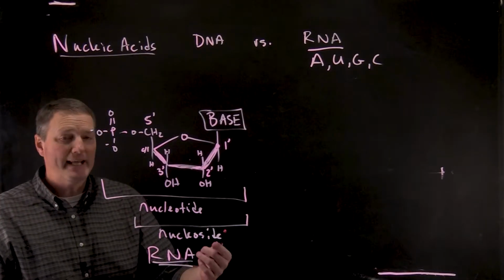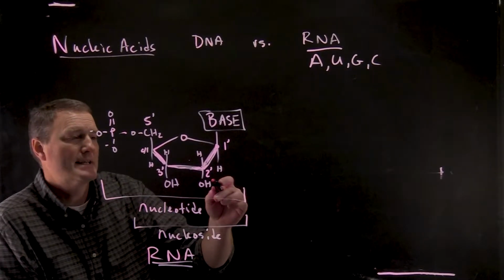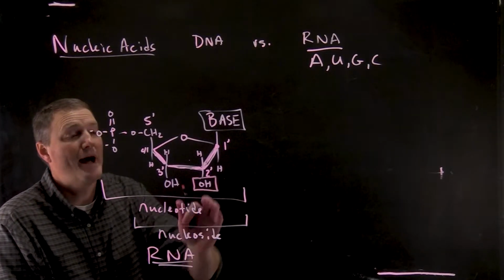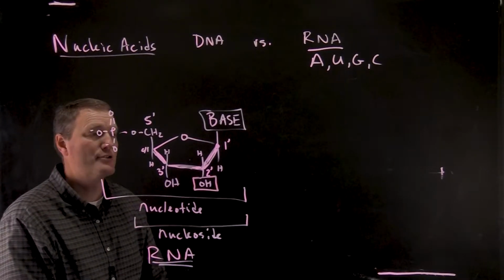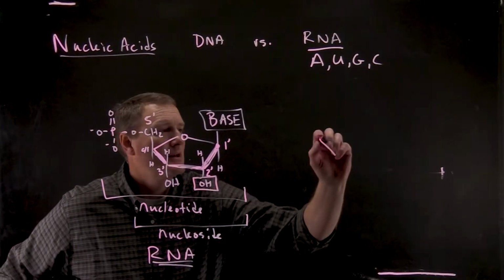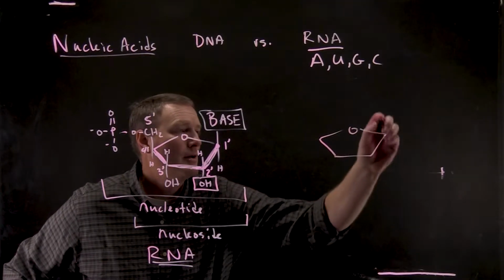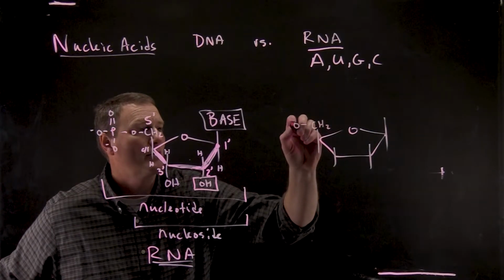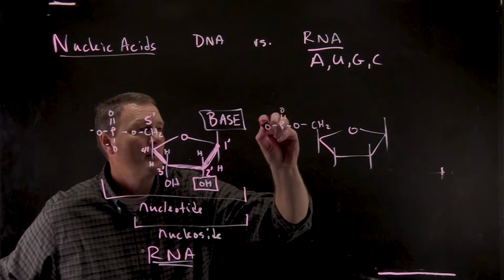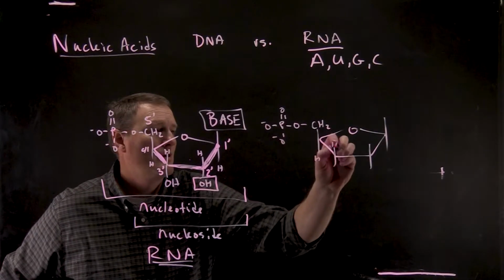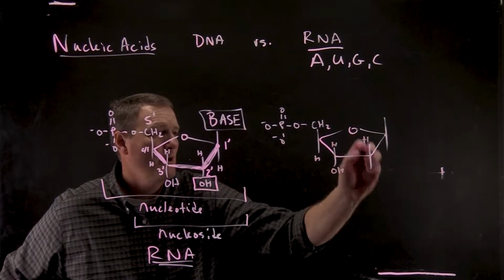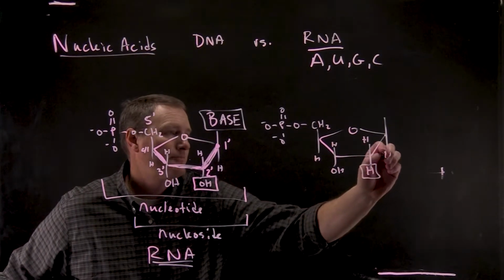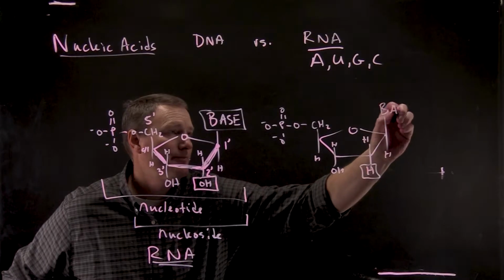If we wanted to talk about DNA, the only difference that's going to really exist is this position right here. The 2' position in DNA will not have this OH group here. It's just going to have a hydrogen. So let's redraw this sugar. So everything else here is pretty much going to be the same. I'll go ahead and put my phosphate on. And at the 2' position, instead of putting an OH, I'm going to put a hydrogen there. And then our bases would be attached here.